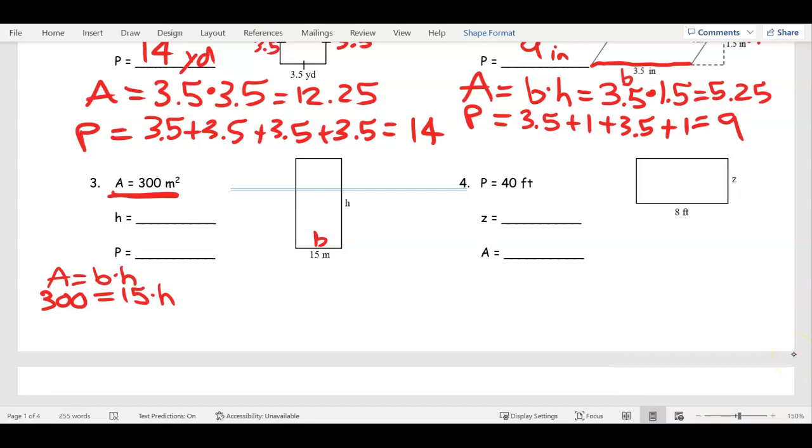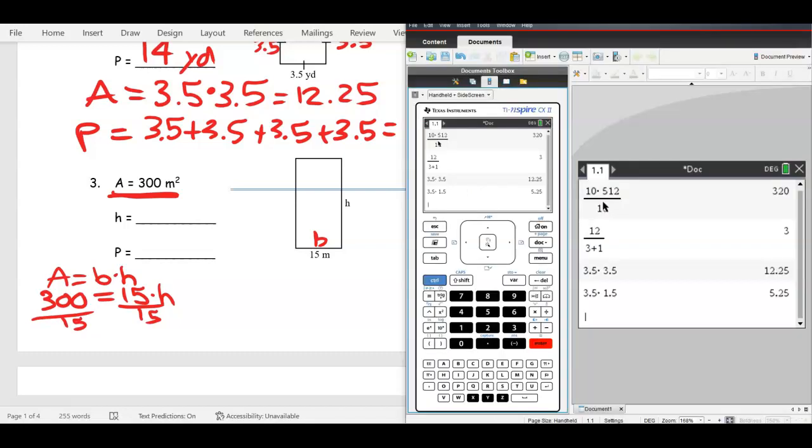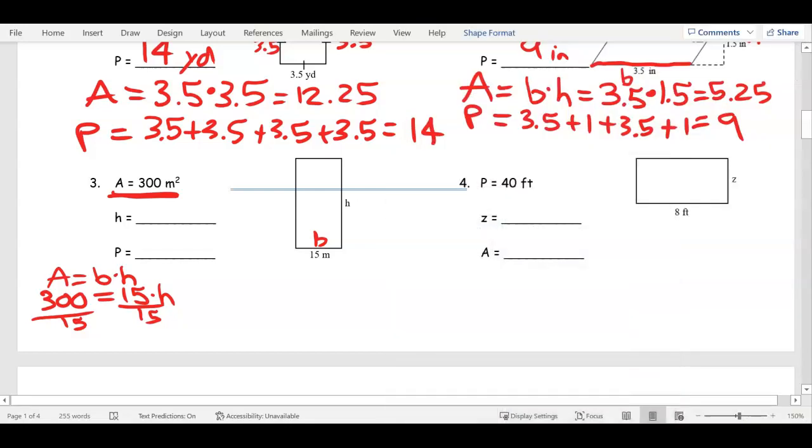Now, if I'm trying to solve for H, what would I do to get rid of that 15 in front of H? Divide. Okay, do y'all see that? So 15 in front of H, 15 has to go. I'm going to divide by 15. What is 300 divided by 15? 20. So 20 equals my height.